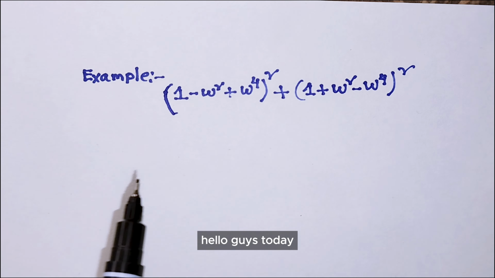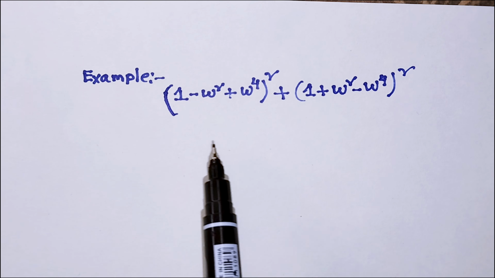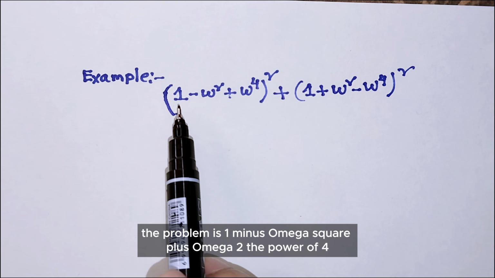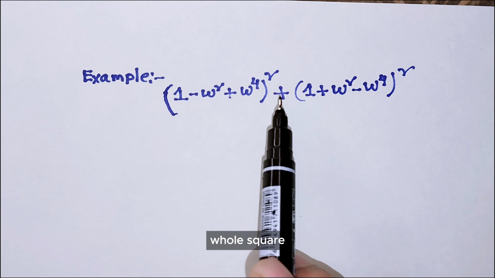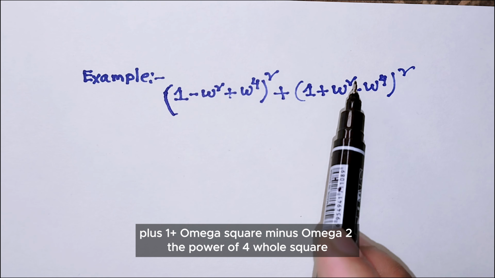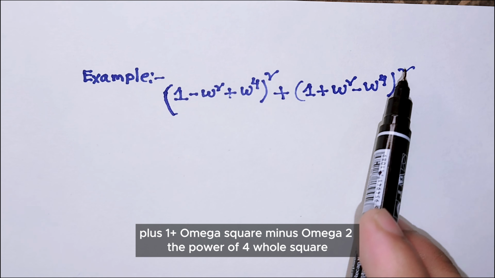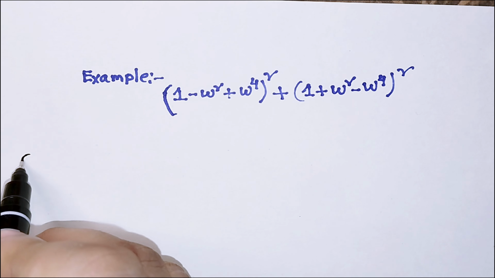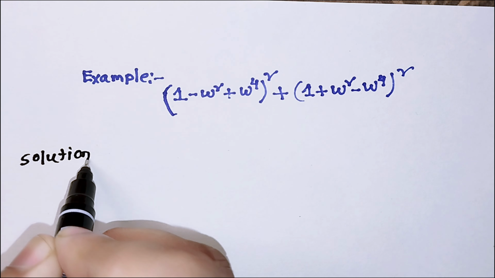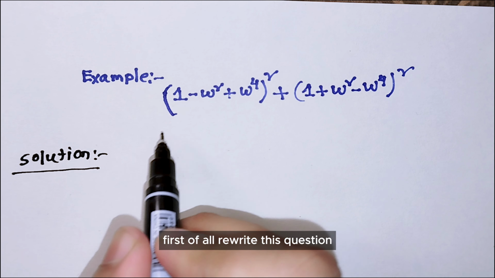Hello guys, today we are going to solve a very interesting cube roots of unity problem. The problem is (1 minus omega squared plus omega to the power 4) whole square plus (1 plus omega square minus omega to the power 4) whole square. So we are going to solve it now. First of all, read this question.